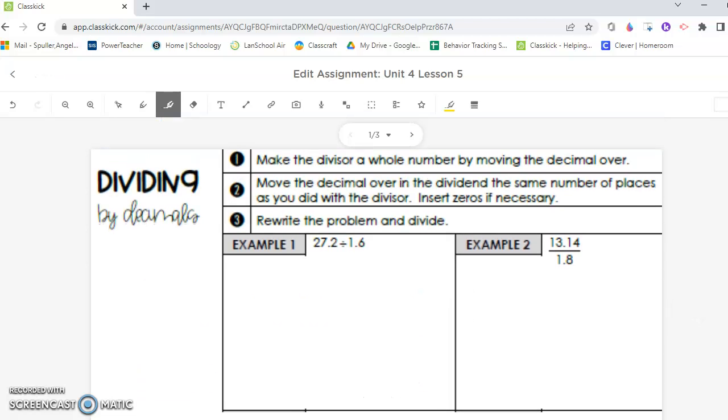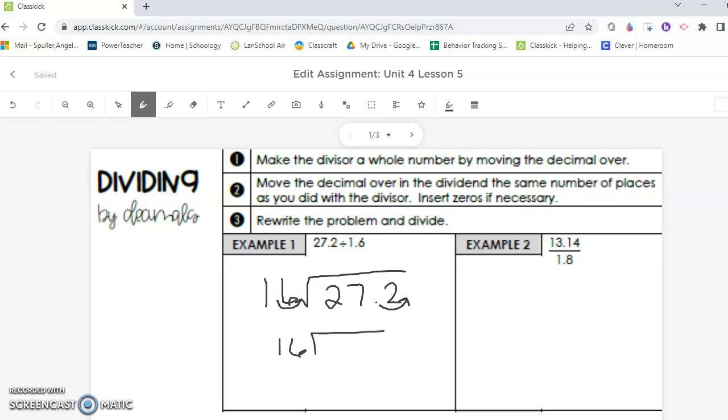What does this mean? Well, first off, we have 27.2 divided by 1.6. Well, we can't have a decimal outside here. So in order to make this a whole number, we have to move it over one space, which means I'm going to move this over one space. So my new number is 16, and then I have 272 divided by 16.